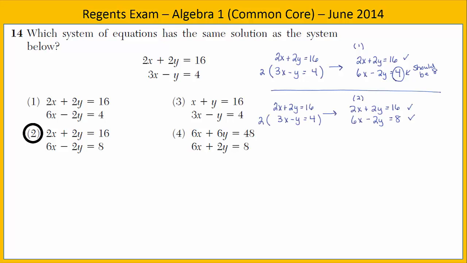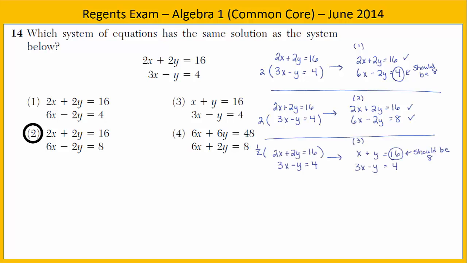Choice 2, it looks like they multiplied the second equation by 2. That gave us 6x minus 2y equals 8. Those are equivalent equations, which means choice 2 will have the same solution. If we look at choice 3, we can see the difference lies in the first equation. It looks like they tried multiplying by 1/2 so that 2x would become x, and 2y would become y. However, they forgot to multiply the 16 by 1/2, which means this system is not equivalent. It will not have the same solution.